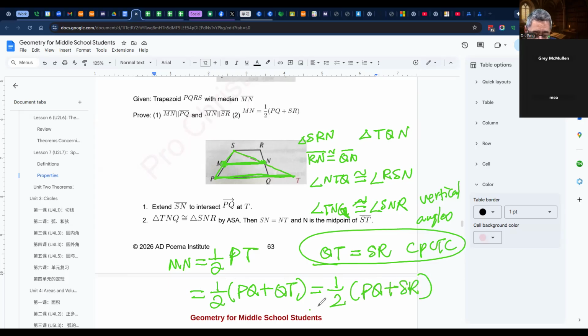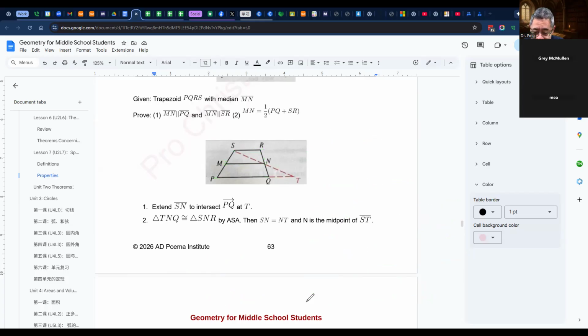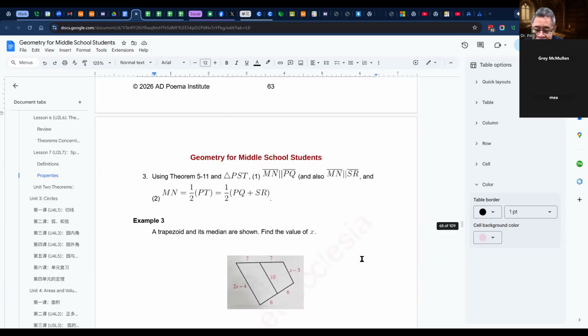And that's what we are trying to prove: finding the median of the trapezoid, which is half of this and this. Or you can think of the median, the length MN, as the average of SR and PT. Okay, are we good on this one? Okay, very good.